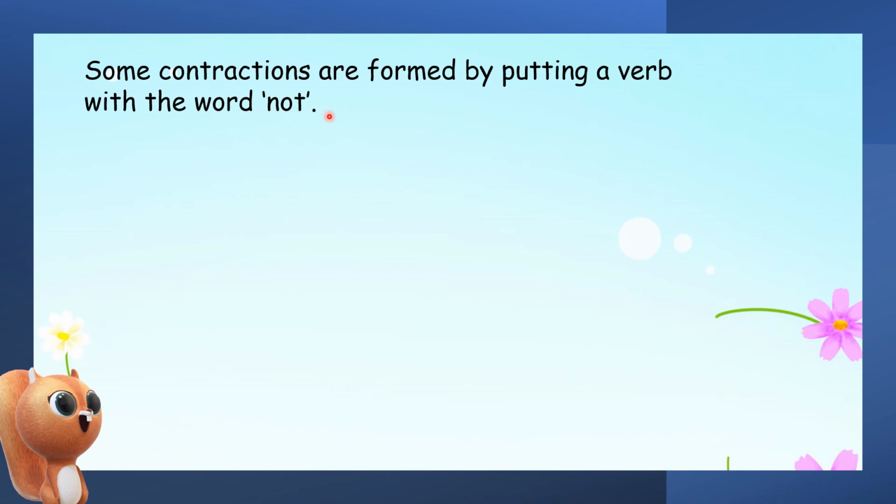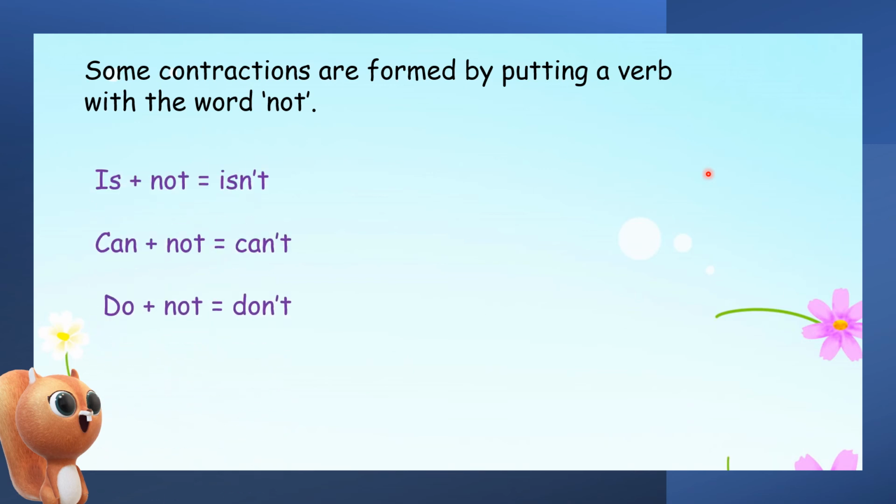Some contractions are formed by putting a verb with the word not. Let's look at some examples. Is not becomes isn't. Remember, we are looking at contractions that are formed by putting a verb with the word not. Is a verb, and when we add not to it, we make a contraction, isn't.